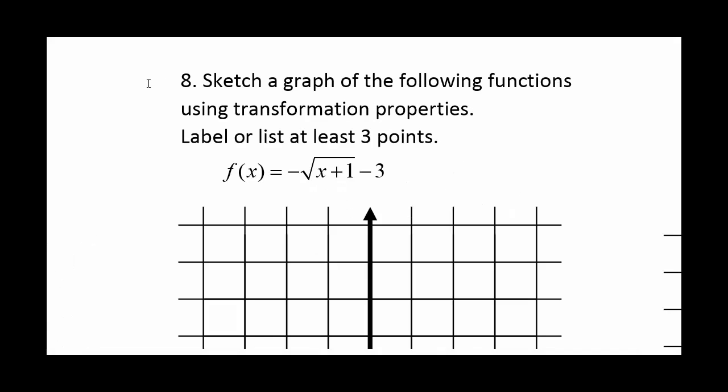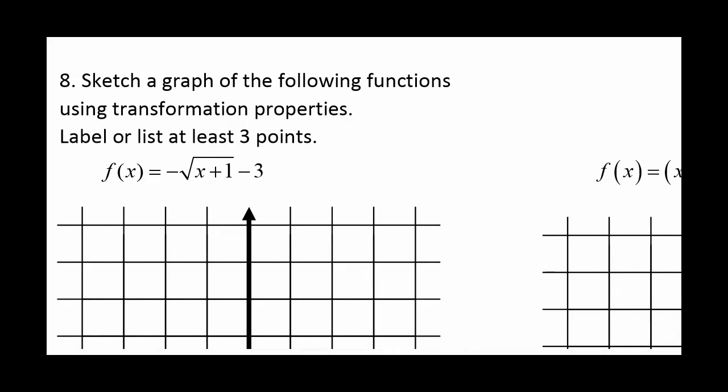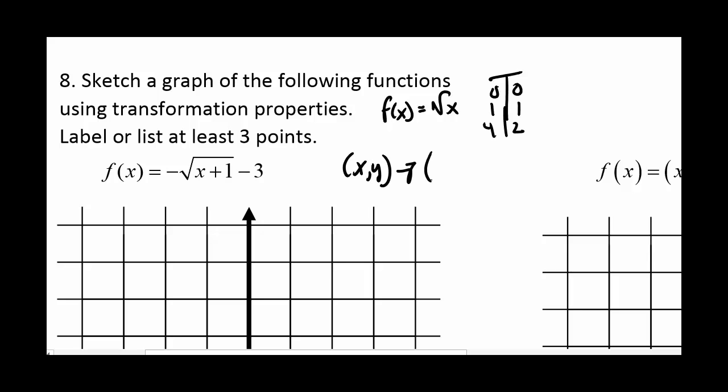Okay, number 8, I want to remember how to find 3 good points using our parent functions and mapping properties. So I'm going to just copy this. Actually, I can do it to the side here. Let's just do that. So our parent graph for the square root of x has ordered pairs of 0, 0, 1, 1, and 4, 2. That's just a memorized fact, actually from college algebra, hopefully, and back when we did it in this class as well.